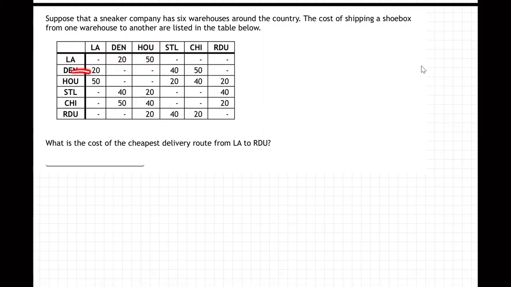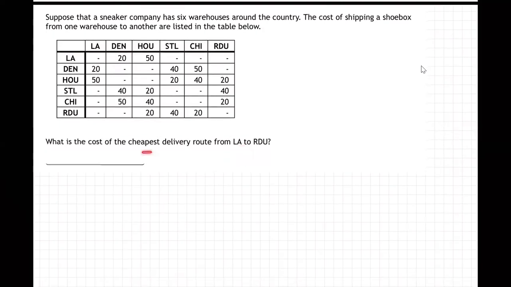To go from Denver to LA is $20. To go from Denver to St. Louis is $40. To go from Denver to Chicago is $50, etc. So here is, what is the cost of the cheapest delivery route from LA to RDU? I'm not sure what RDU is. Whatever RDU is. So what's the cheapest way? So we get this big map, this big matrix, which shows how much it costs to go from city to city. So what's the cheapest way to ship a shoebox from LA to RDU?